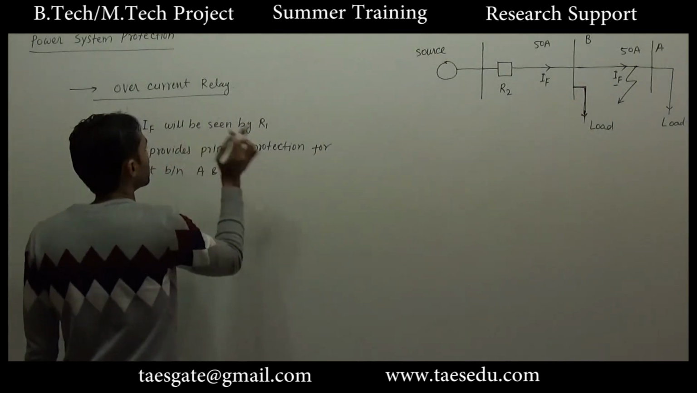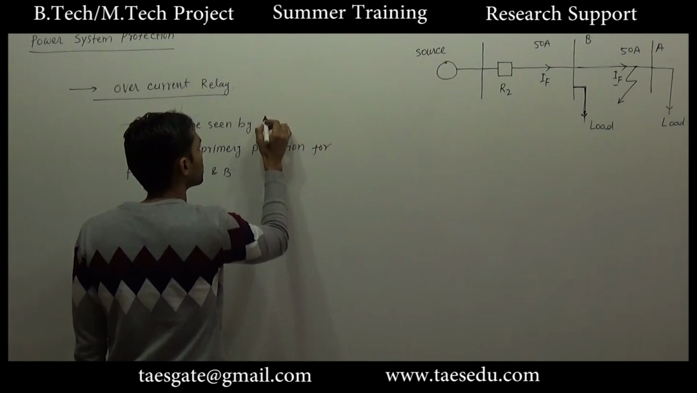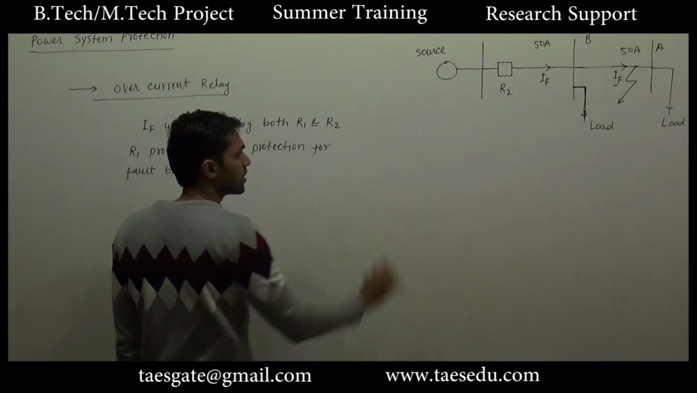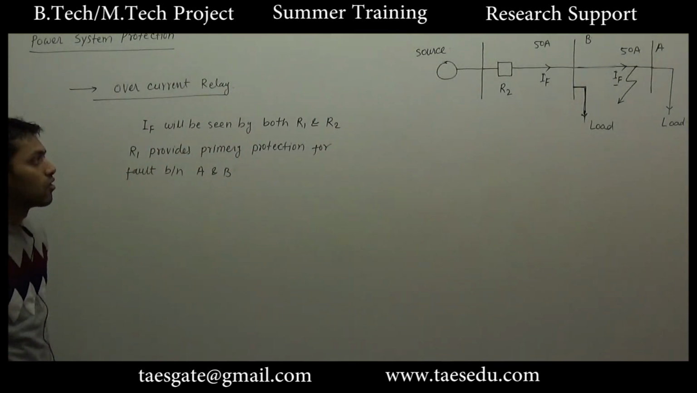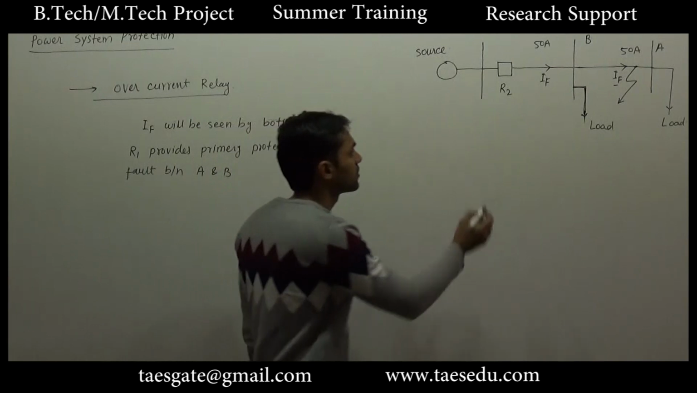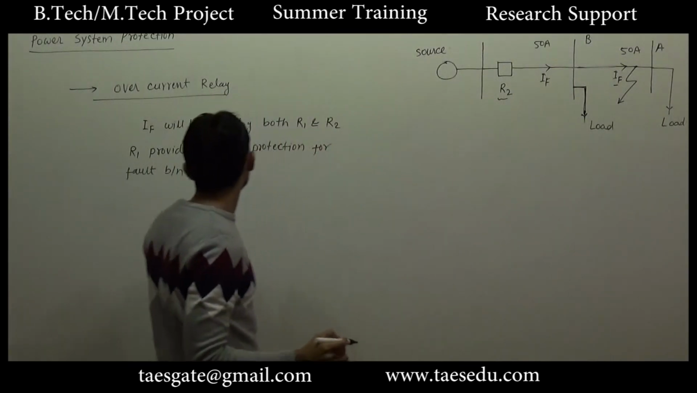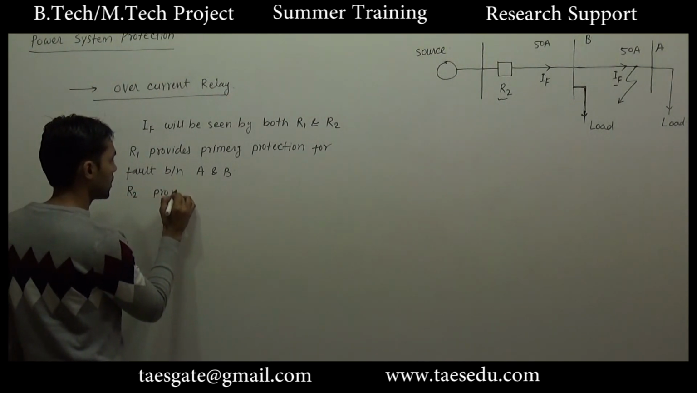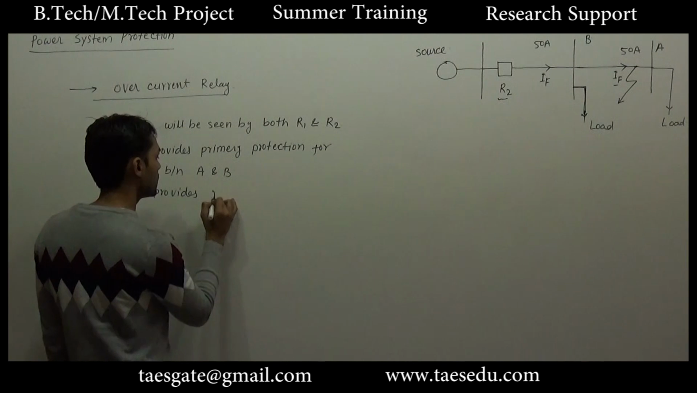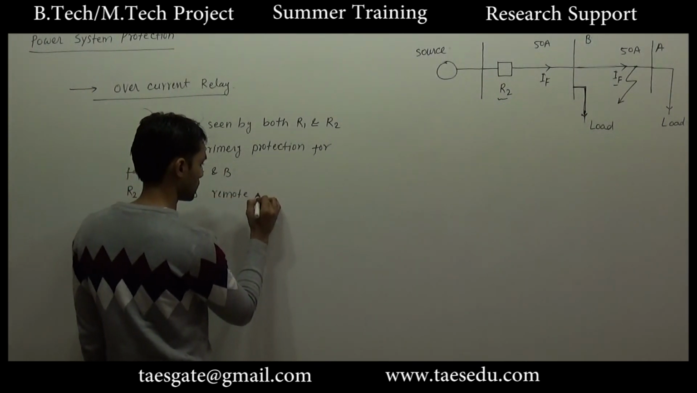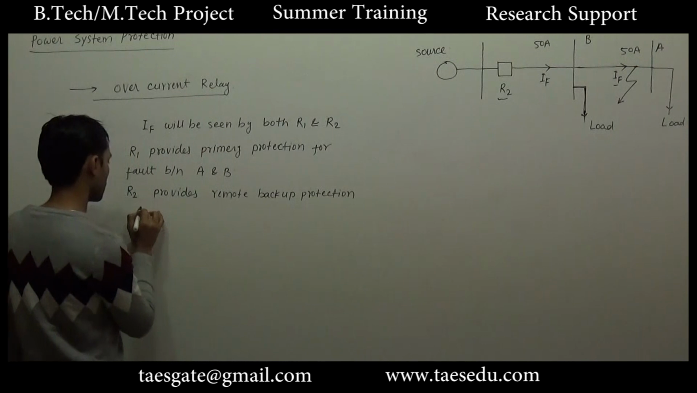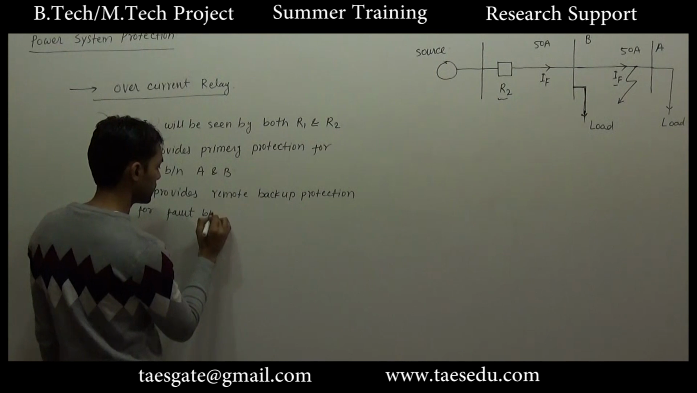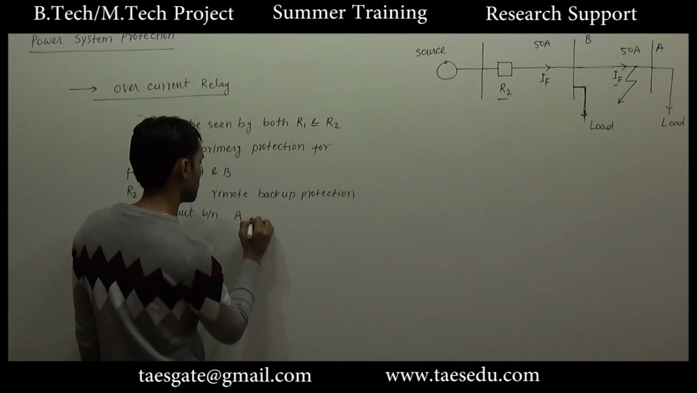We will say that IF will be seen by both R1 and R2. And if relay R1 fails to operate, in that case we will want R2 to operate. So we will say that R2 provides remote backup protection for fault between A and B.